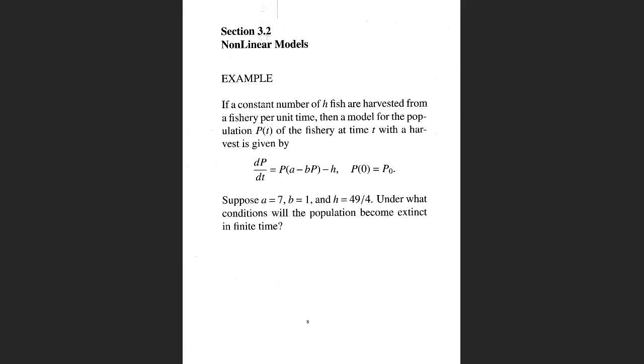Okay, all right, everybody. So we're back here. So let's look at this problem. All right, so if a constant number of H fish are harvested from a fishery per unit time, then a model for the population of the fishery at time t with a harvest is given by this differential equation, where initially you have some P sub 0 population.